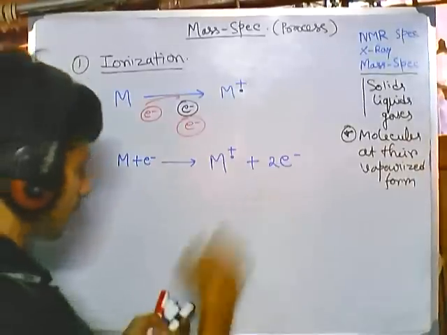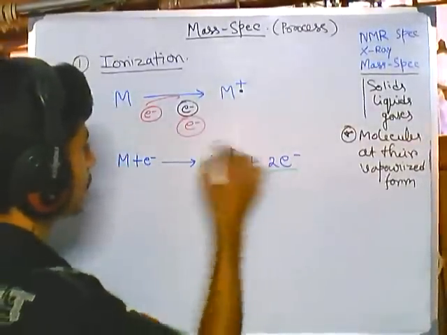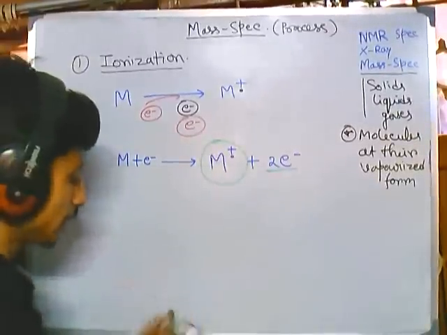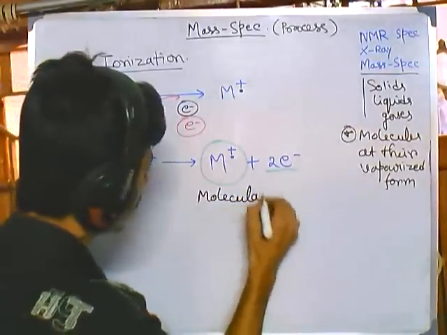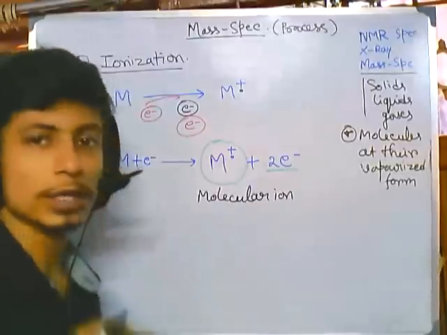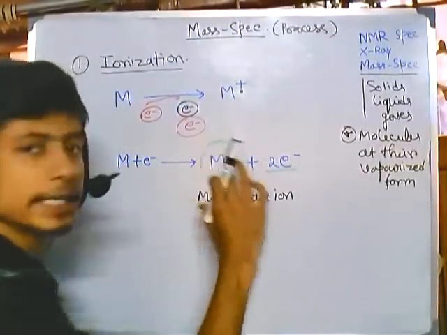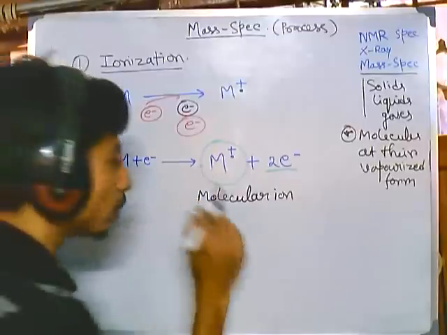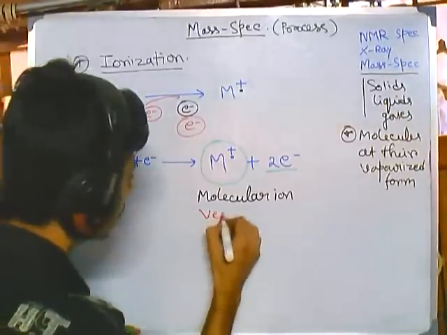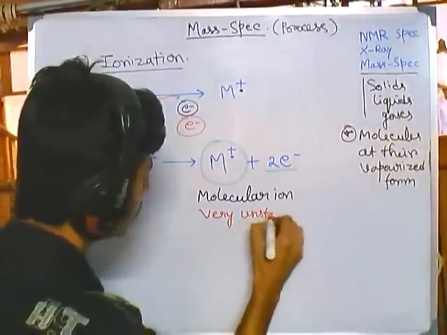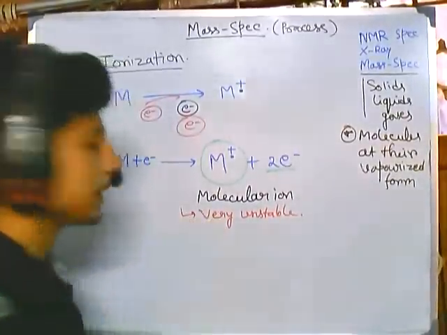So two electrons are coming out, and it is changed into this ion. This ion is termed, remember, a molecular ion or molecular parent ion. So this is very, very important. We are generating a molecular ion, and the most important property of this molecular ion is that it is very, very unstable.